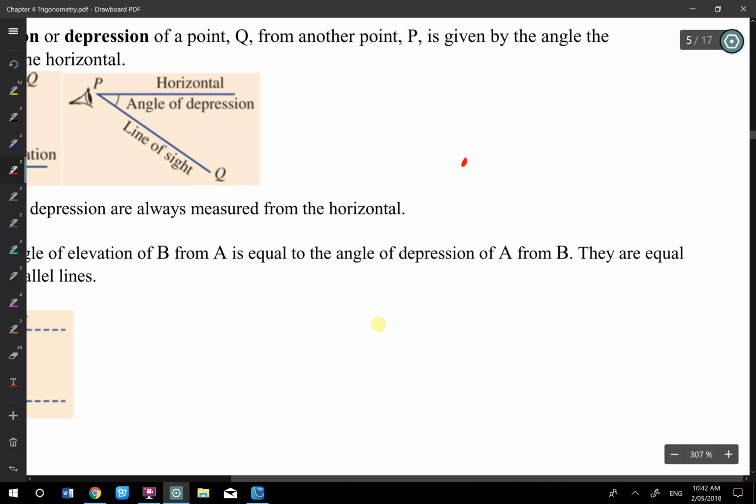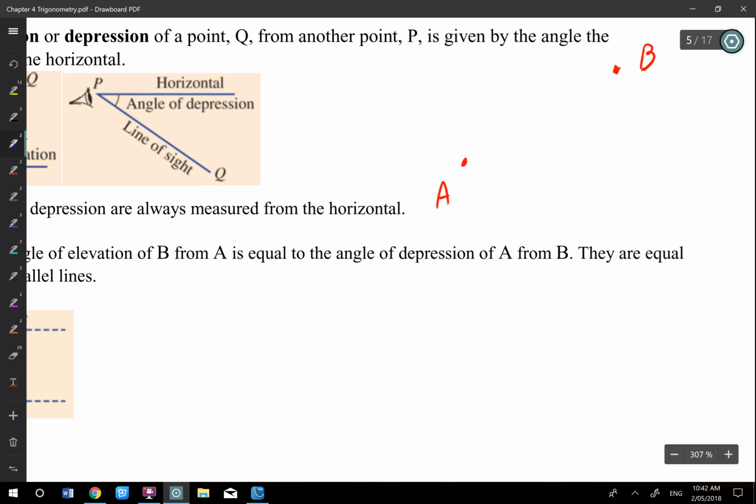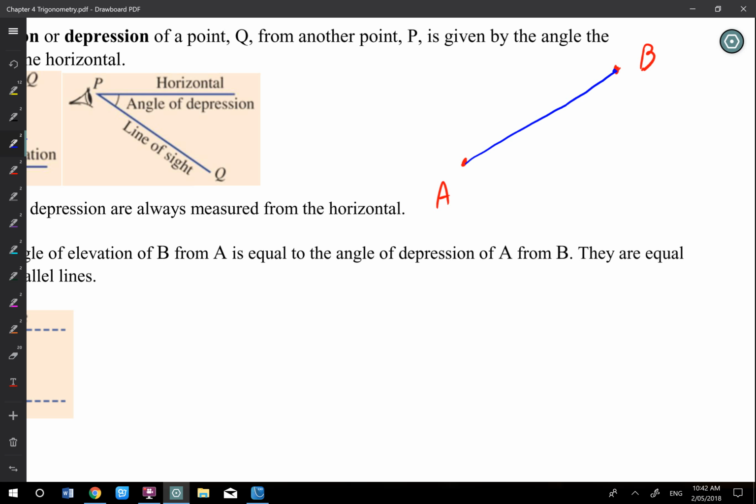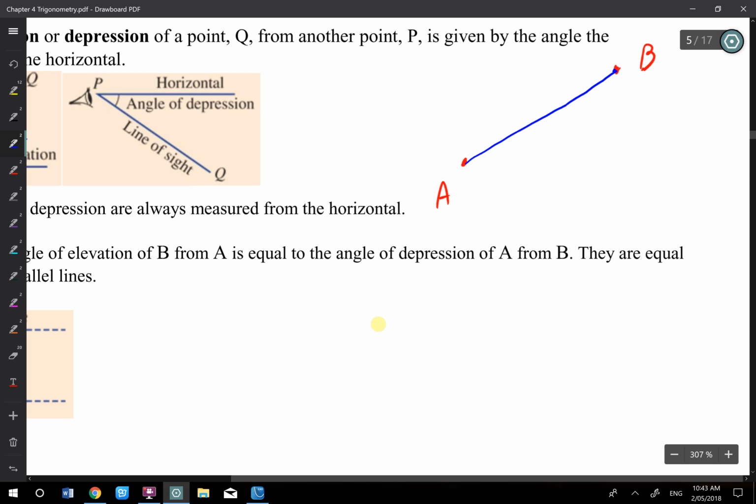If we have 2 points, let's say point A and B, A needs to look up to see B. So this will be an angle of elevation because we're looking up. We connect this line, and then we make the angle with the horizontal. We have our horizontal here, and this angle theta we'll call the angle of elevation.